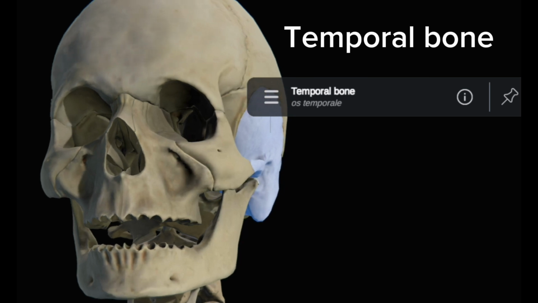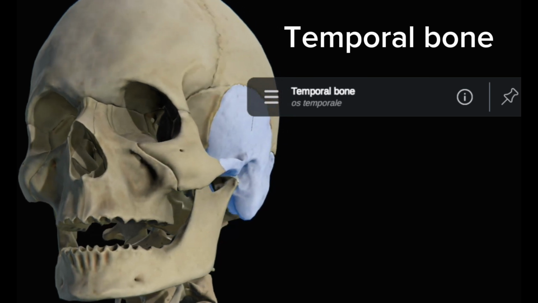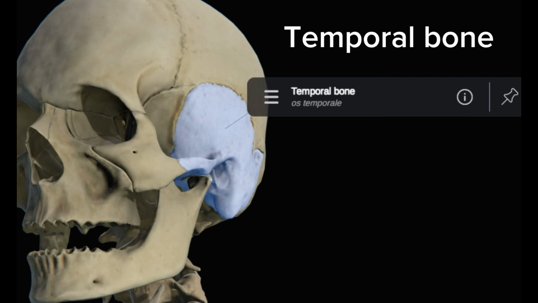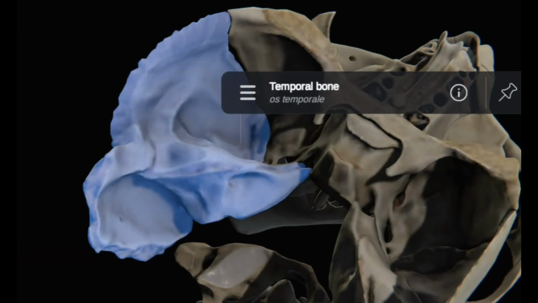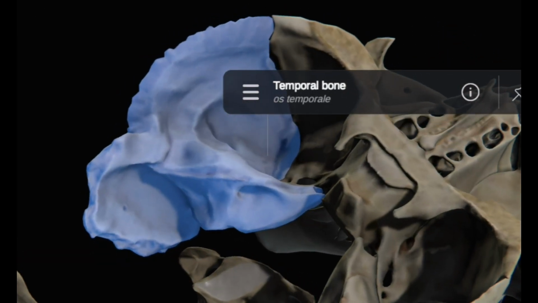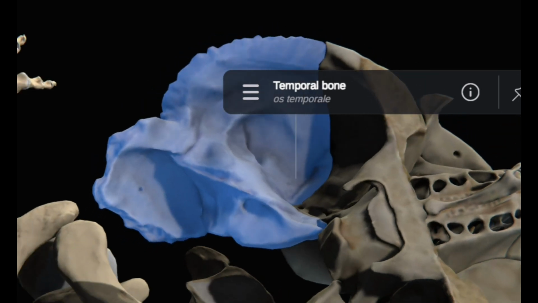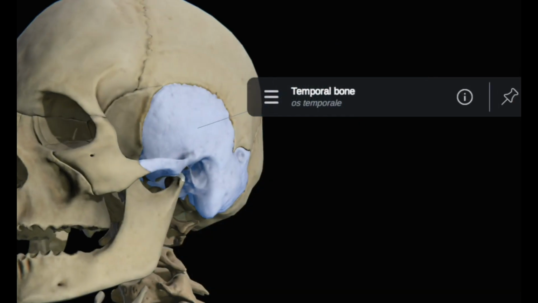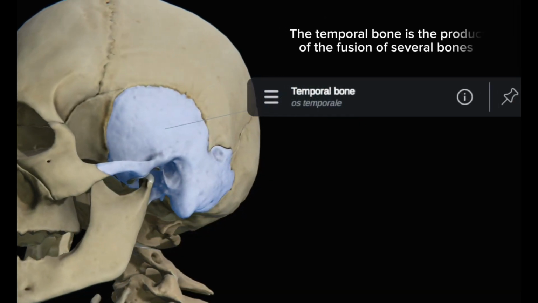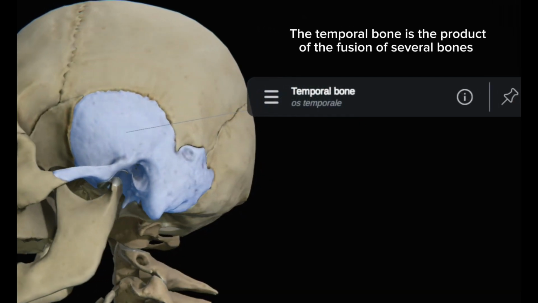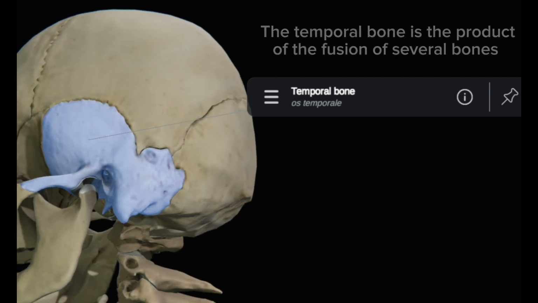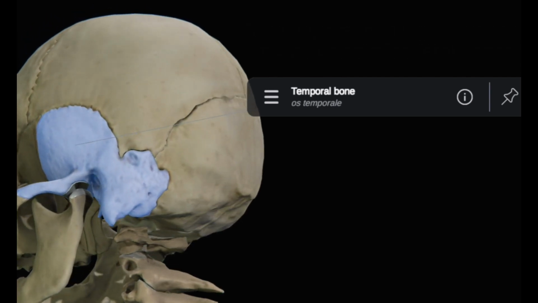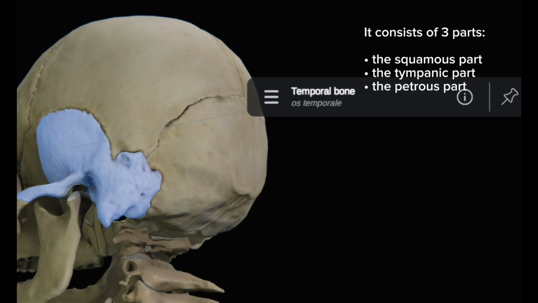Today we're going to talk about the temporal bone. The temporal bone is a paired bone with a complex structure, as it performs all three functions of the skeleton. It not only forms part of the lateral wall and base of the skull, but also contains the organs of hearing and balance. It is a product of the fusion of several bones, a mixed bone, which exists independently in some animals, and consists of three parts.